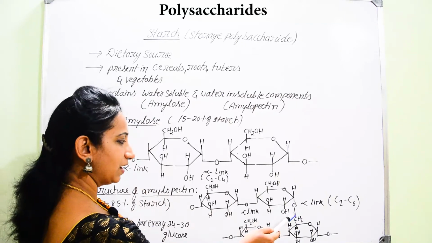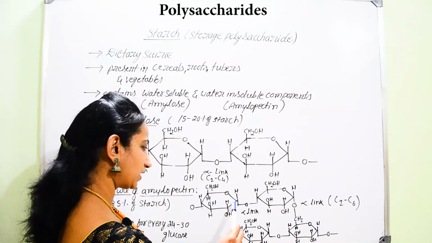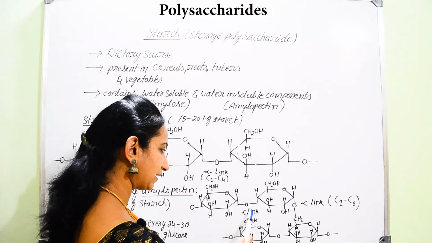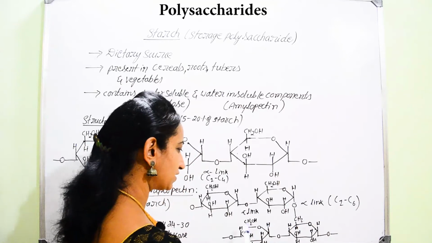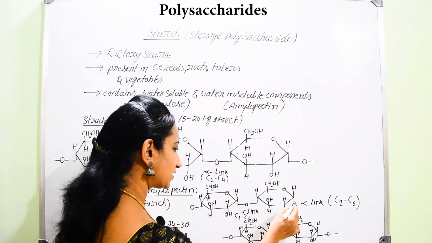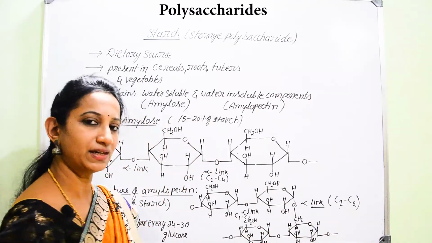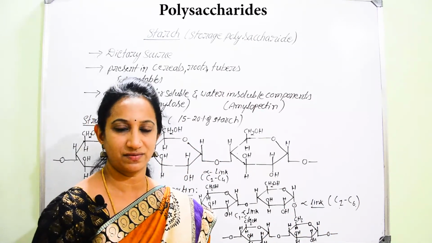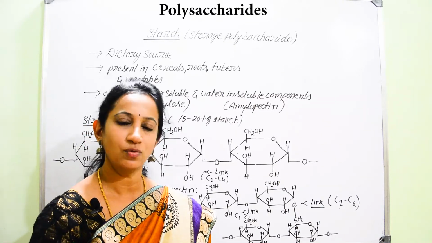That branch also includes glycosidic linkage. In the straight chain also you can find glycosidic linkage between C1 and C4, that is, a C1-C4 glycosidic linkage you will find in the case of straight chain, and in the case of branched chain you will find C1-C6 glycosidic linkage. That is because the presence of branches makes it difficult to dissolve in water.